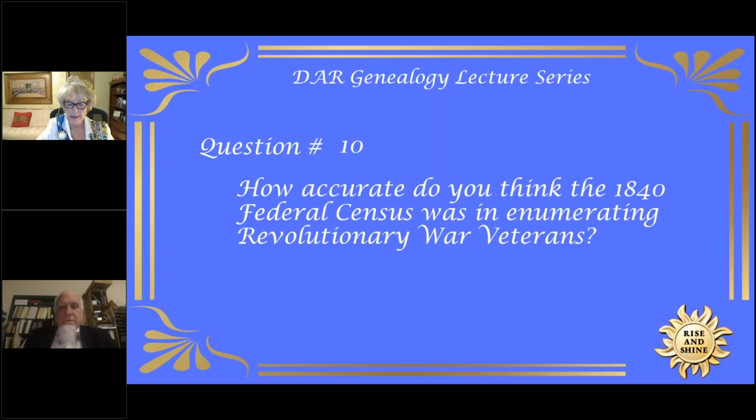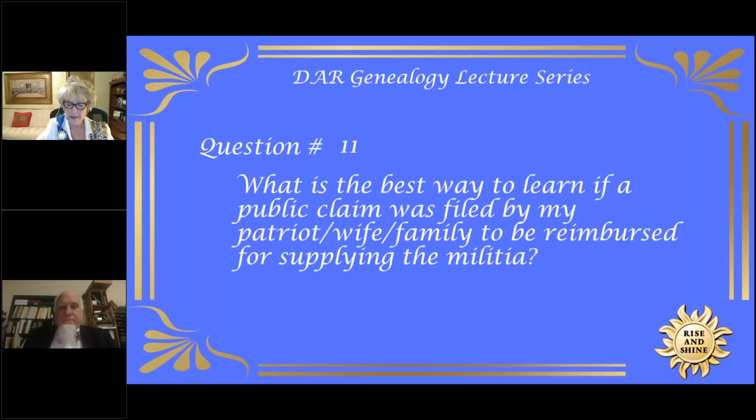Sure. All right, question number 11. What is the best way to learn if a public claim was filed by my patriot or wife or family to be reimbursed for supplying the militia? Well, the best way, first of all, is you have to know what the state is. For example, in Virginia, there is the county-level set and the 3-volume index of public claims by Abercrombie and Slatten. North Carolina has published those.